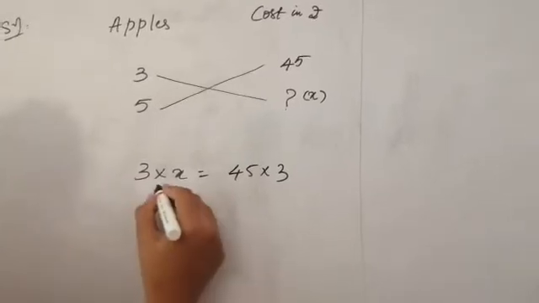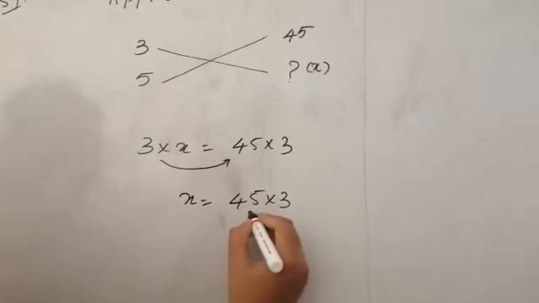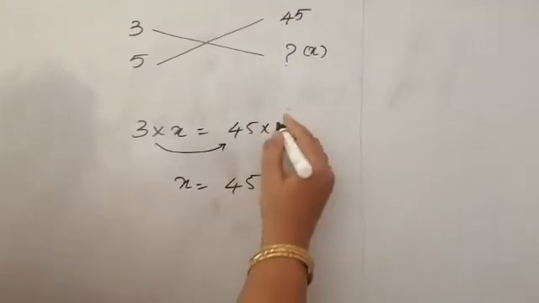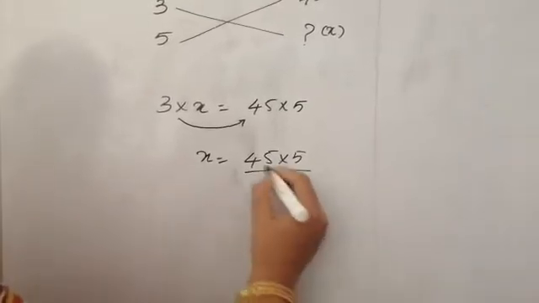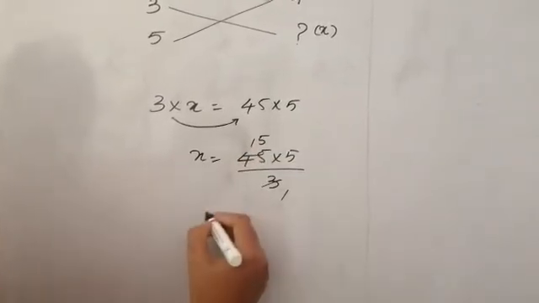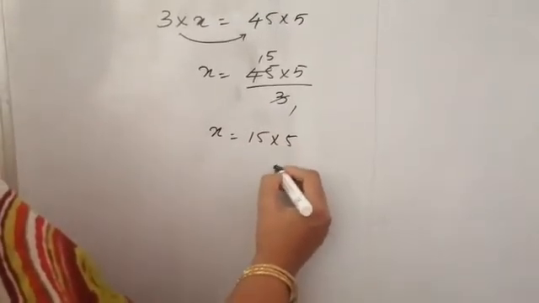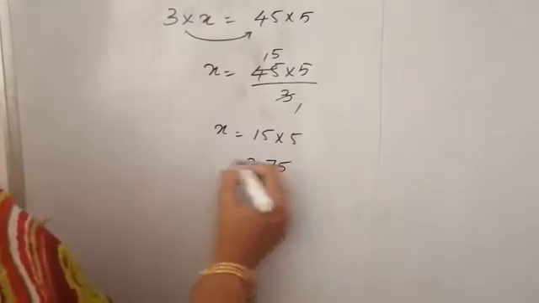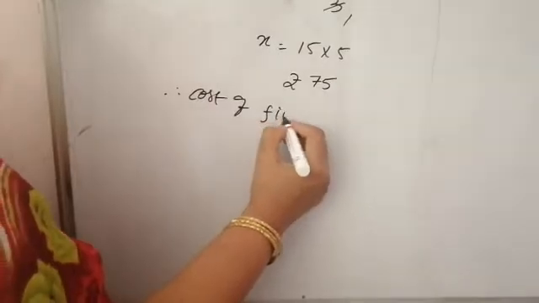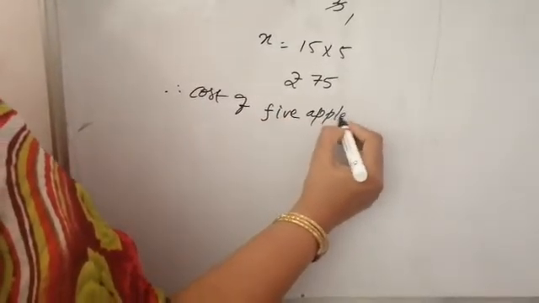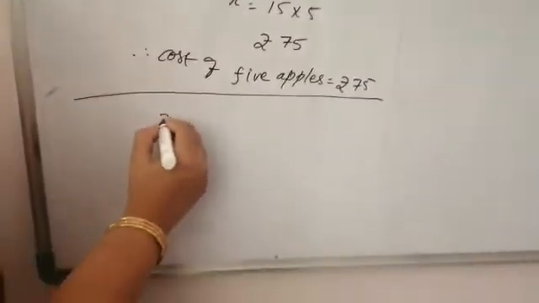x is equal to, the multiplication will go to that side, and what will happen? Plus becomes minus, minus becomes plus, multiplication becomes division, isn't it? So x is equal to 45 into 5 divided by 3. 3 ones are 3, 3 fives are 15. So x is equal to 15 into 5. 5 fives are 25, 5 ones are 5, 75. Therefore, the cost of 5 apples is rupees 75.